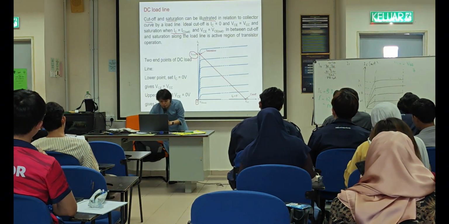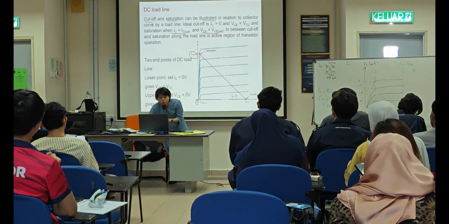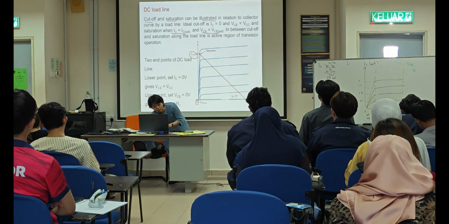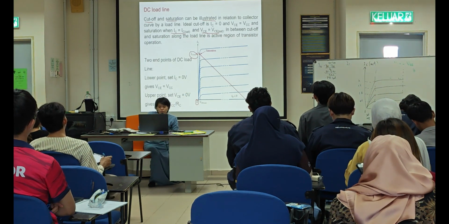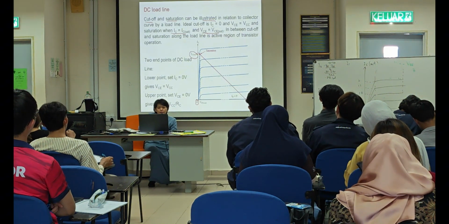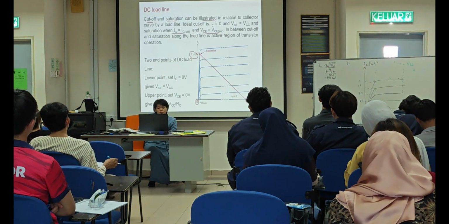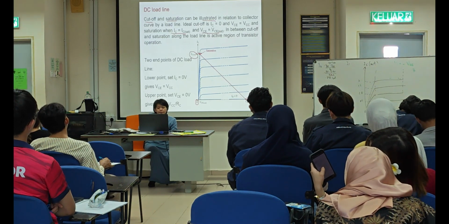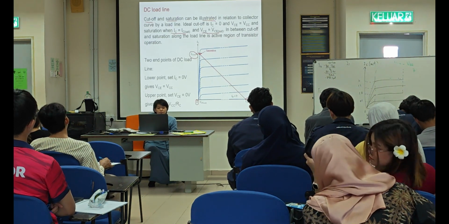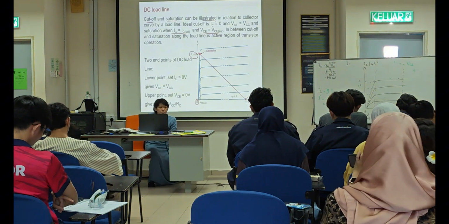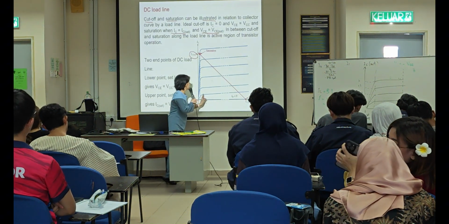When saturation has happened, VCE is equal to VCE saturated, meaning it reaches its minimum. Between this cut off and saturation, we can draw this load line, the red line. This one is cut off and this one is saturation. The region along this load line between cut off and saturation is known as the active region.